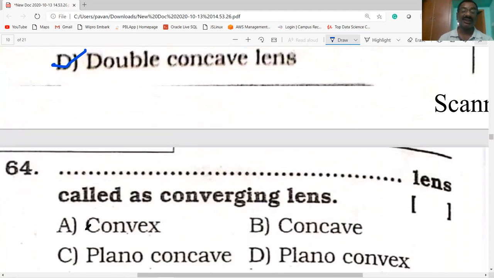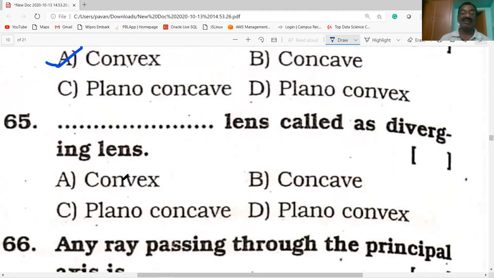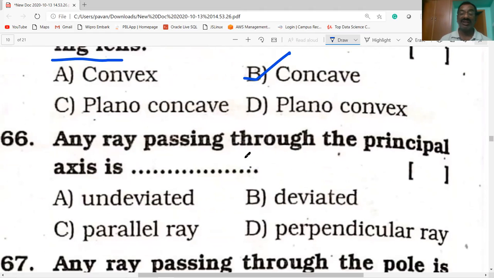Next question on the screen, dash lens called converging lens. Converging means after refraction, the refracted rays meet at a point on the principal axis. Yeah, very good. Convex lens is called as the converging lens. Dash lens is called diverging lens. Diverging means after refraction, they cannot meet. After refraction, the rays cannot meet at a point. They appear to be coming from a point on the principal axis. It is known as concave lens, diverging lens, concave lens, converging lens, convex lens.